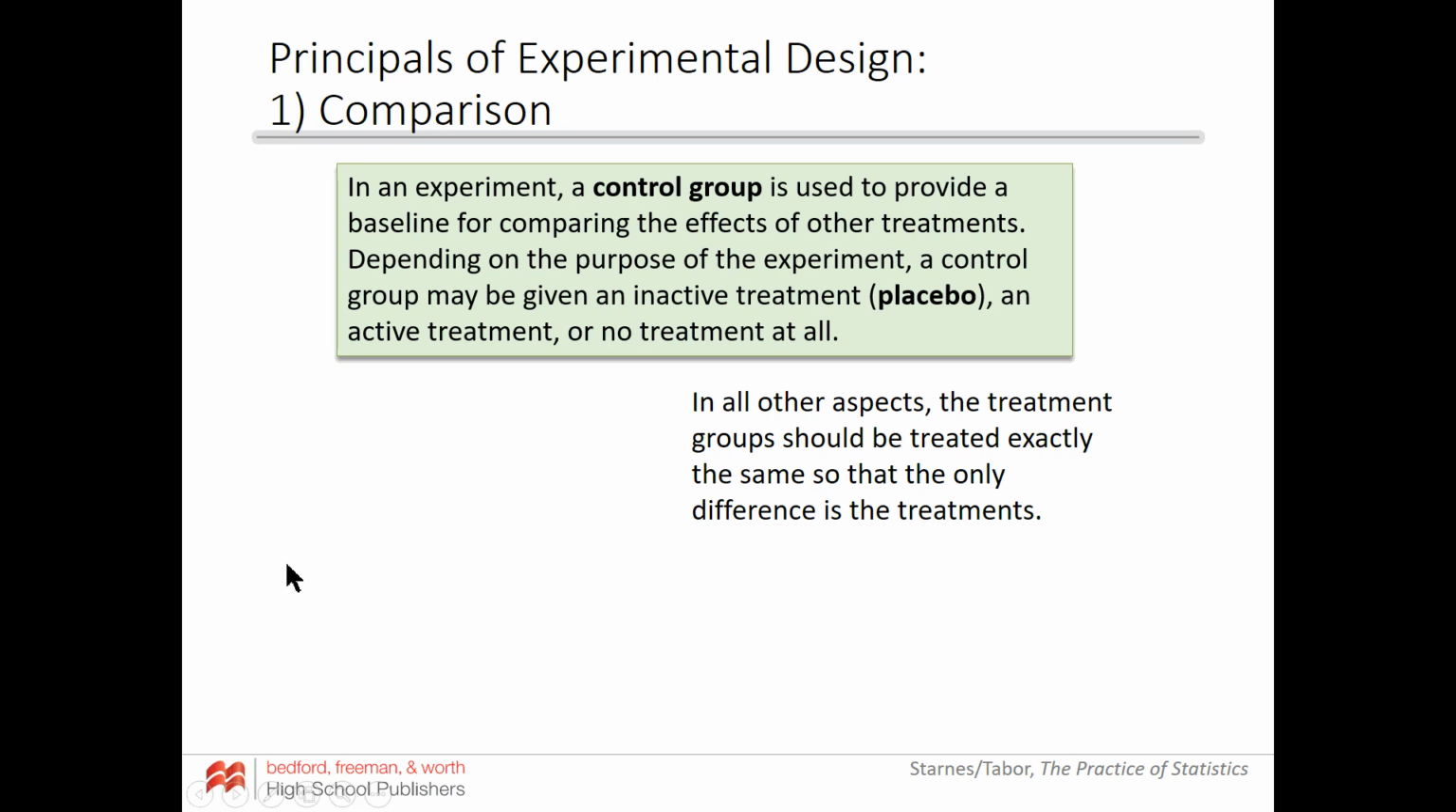So that might have an effect on how they react to my experiment. In all other aspects, the treatment groups should be treated exactly the same so that the only difference is the treatments. In other words, I want those 9 groups, we said we have 9 treatments in this example, to be treated exactly the same so that when I measure my response variable, if there's a difference in the heart attack incidence, that tells me the difference comes from the treatments that I imposed.